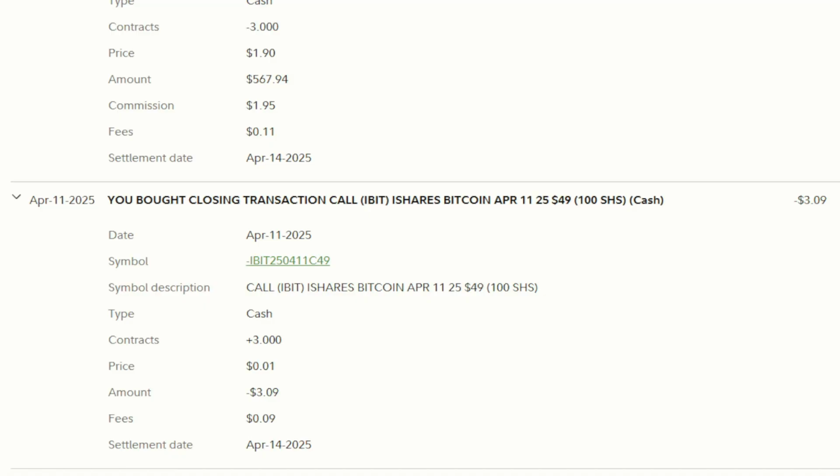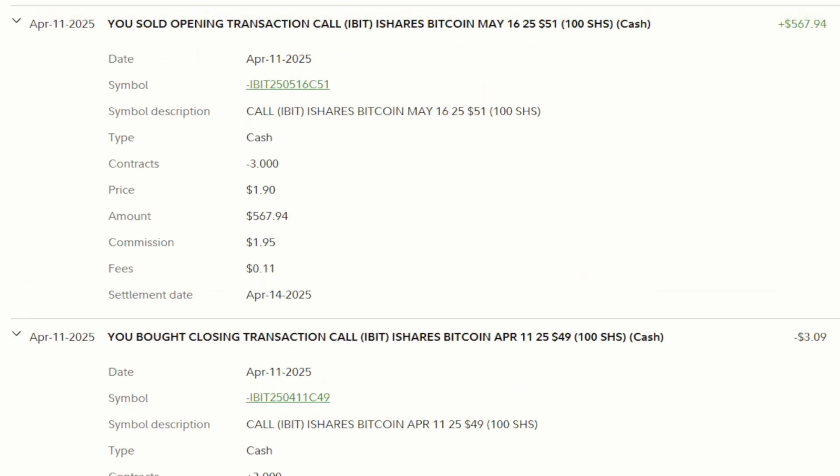But at the same time, I rolled to a new strike price, a new expiration, and that's what you see above here. So I lost $3.09, but then I opened up a new position and I took in a credit of $567.94 for my new sold calls at a strike price of 51 going out till May 16th, 2025. Again, today is April 11th, so about 5 weeks out into the future. So that is how a roll transaction occurs in the case of a covered call. So I'm buying to close my old contract, selling to open a new contract at a new strike price, new expiration. Whoosh.